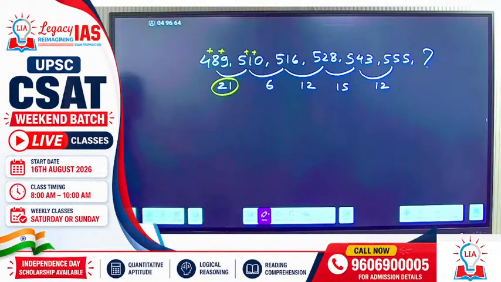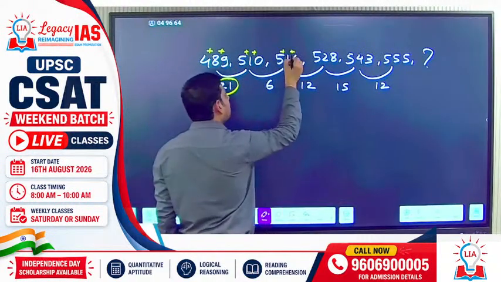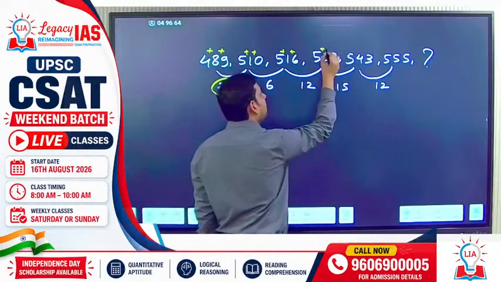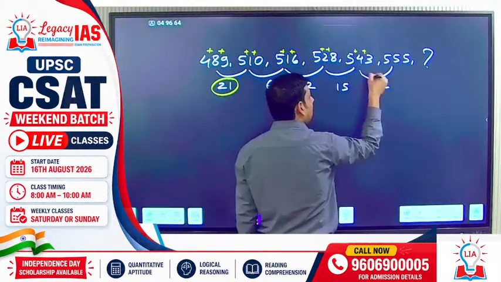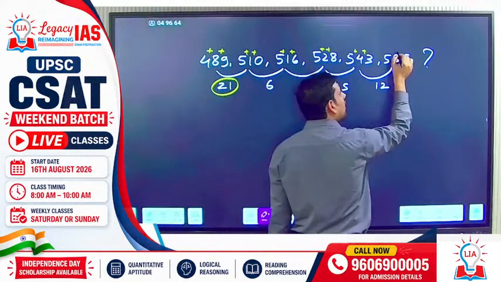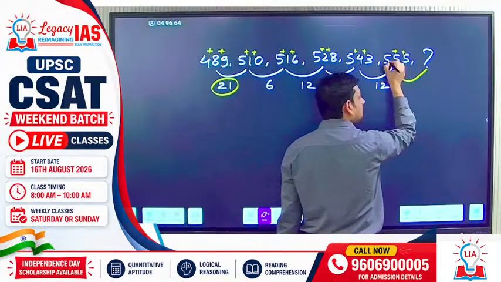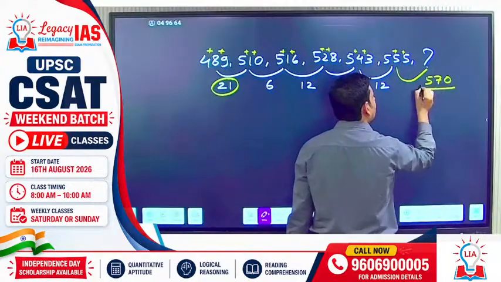Then 5 plus 1 plus 0 is what? 6. Then 5 plus 1 plus 6 is what? Then 5 plus 2 plus 8 is what? 15. So this you got. Same thing here also. Next thing, what you will do? What you will add? All these. 5 plus 5 plus 5, 15. 15 if you add, what you get? 5, 7.